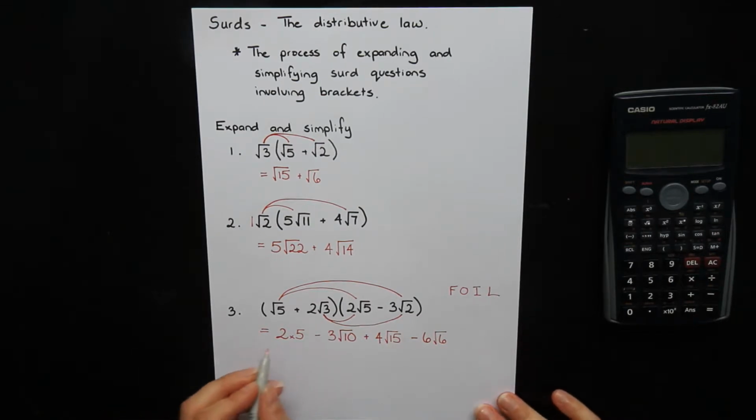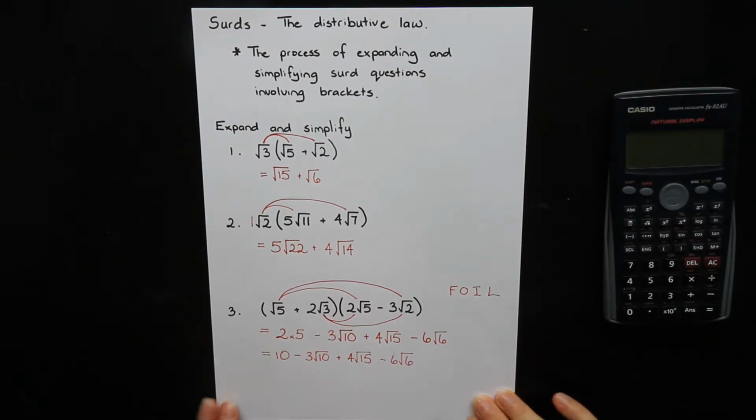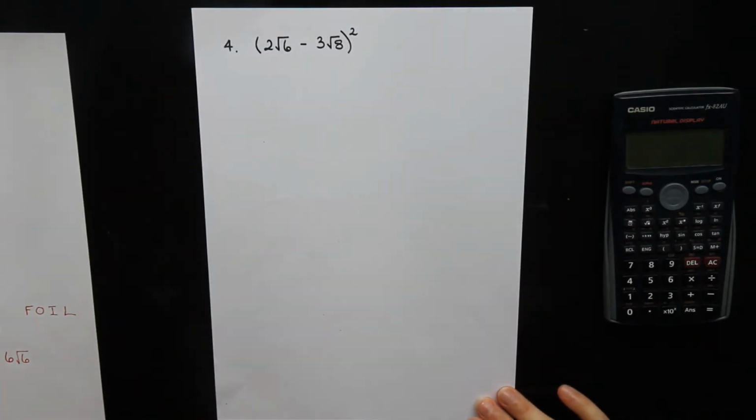Okay, let's just tidy up a little bit. 2 times 5 is 10. Looking for anything to simplify in there. Root 10, that's not going to simplify. Root 15, that's not going to simplify. And that's not going to simplify either, so that's my final answer. Let's look at another question.